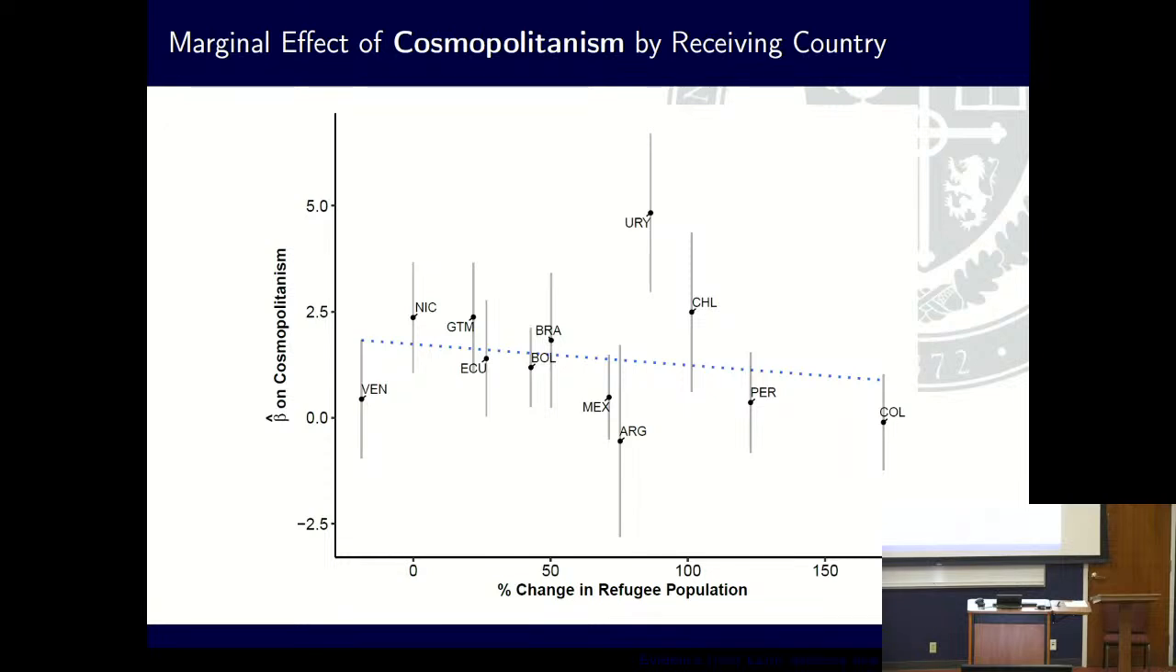But as you go down to countries like Colombia and Peru, which have received an exceptionally large increase in refugee migration, the coefficient, that correlation on cosmopolitanism, fades to pretty much 0. So in short, we call this fair weather cosmopolitanism. It looks like the effect of cosmopolitan identities tends to weaken precisely when you'd want them to be strong.